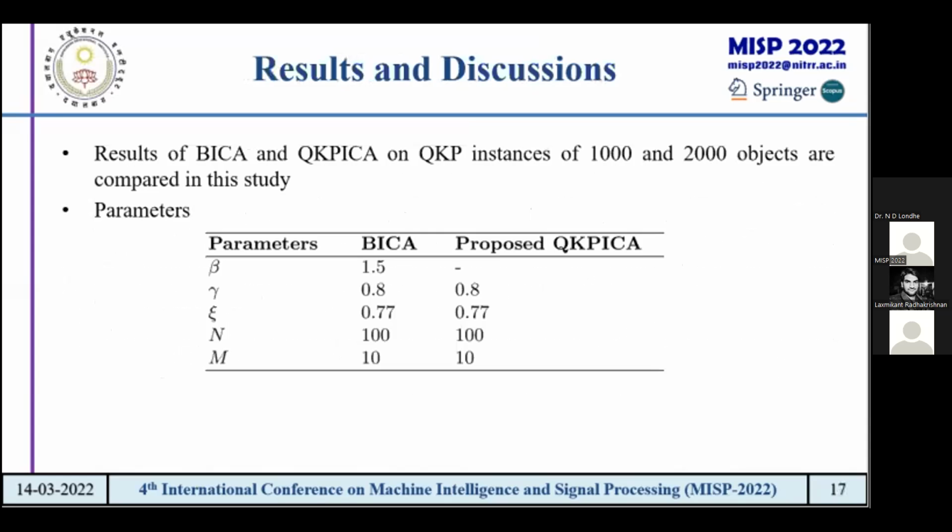Coming to the results, in this study, BICA and QKP-ICA were tested on QKP instances of 1,000 and 2,000 objects. Let me talk about the parameters. The parameters are used from Mir-Hosseini and others, although what we experienced in the experimental work is that the values for gamma and chi are way too high for BICA. So we just use BICA's values here, but we suggest that the values could be a little lower.